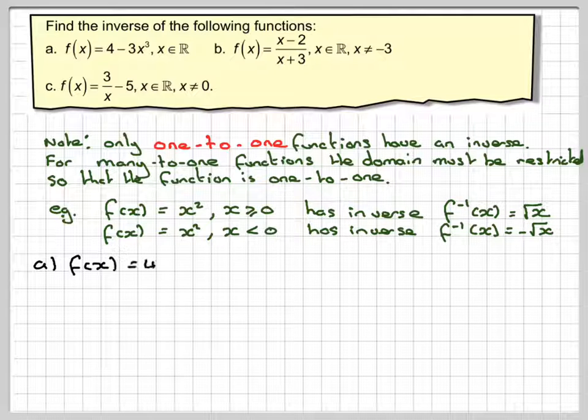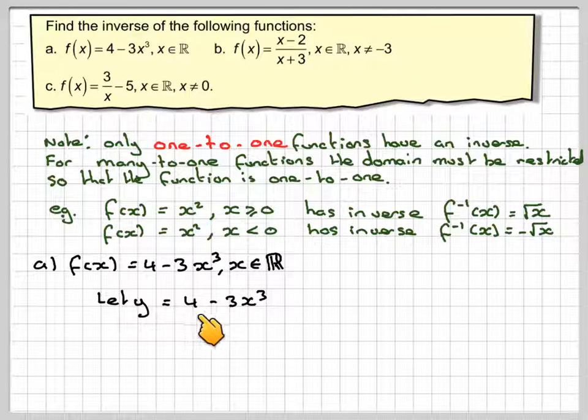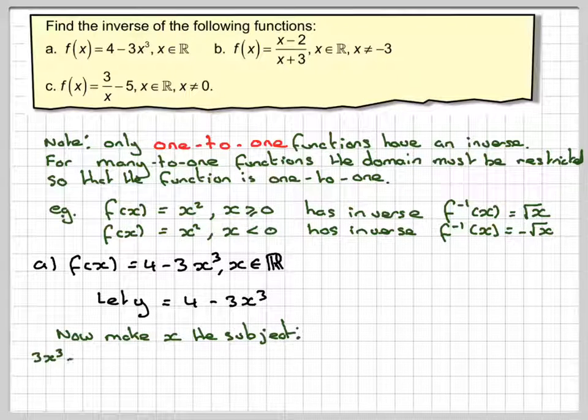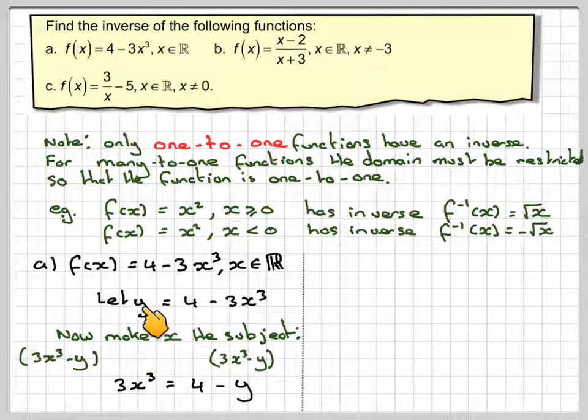So, take the first one. In order to find the inverse, f of x is 4 minus 3x cubed, you need to know how to change the subject of a formula. So basically what you say is you let y equal to 4 minus 3x cubed, and the aim is to rewrite this so that x is the subject. So the first step would be to add 3x cubed to this side and then take y to this side, and then we're going to have 3x cubed is equal to 4 minus y. So basically we're taking that over here and this over here.